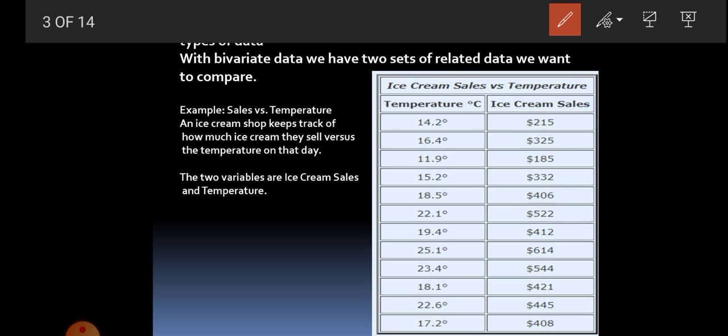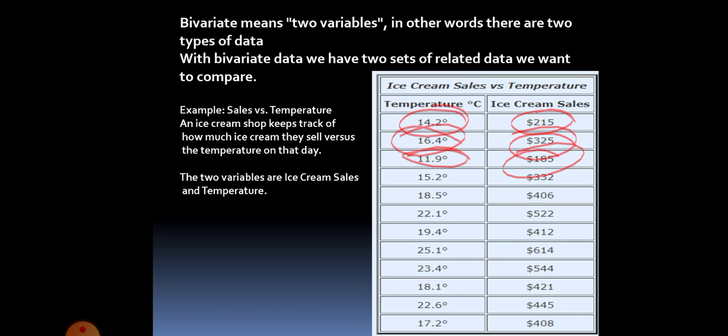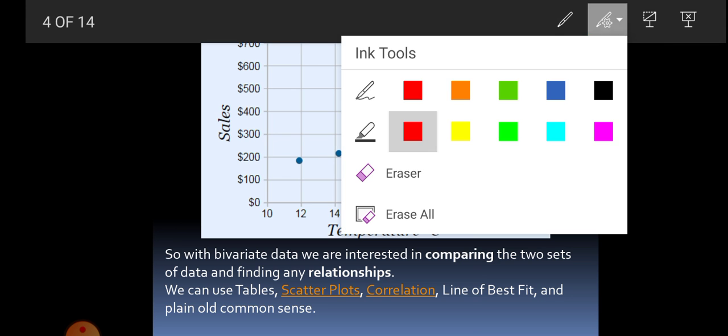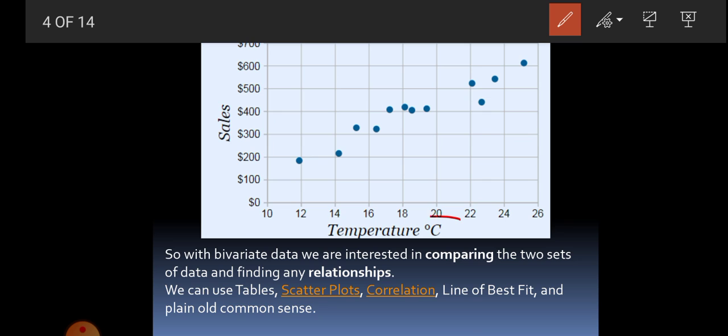Here you can see that if temperature is 14.2, then sales are 215; at 16.4 the sales are 325; at 11.9 then 185. So with the help of this data, we will draw a scatter diagram. Here you can see the scatter diagram. On the x-axis it is temperature, and on the y-axis it is sales. I have shown the temperature from 10 degrees Celsius to 26 degrees Celsius, and the sales from 0 to 700. According to this, we have plotted a graph.